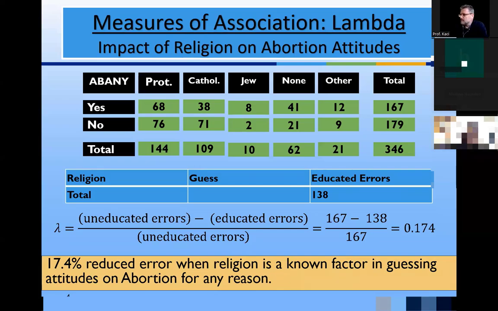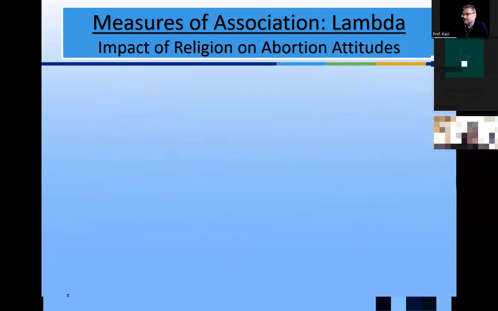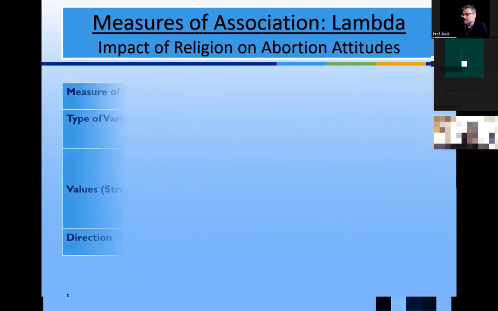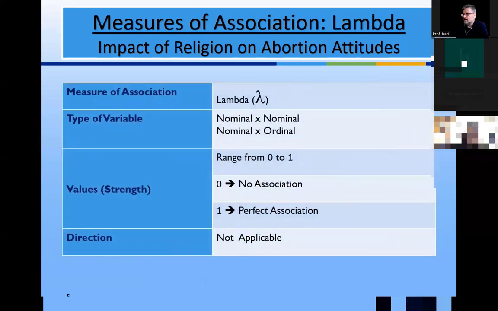So this is, I guess, pretty simple to understand. And this is lambda. And what is lambda used for? Between the variables that are nominal and nominal, or one nominal variable and the other is ordinal. Okay, it ranges from 0 to 1. 0 is no association, just like in correlation, right? And 1 is perfect association. There is no negative number here, okay, from 0 to 1, because there is no direction. You can either improve your guessing or not.